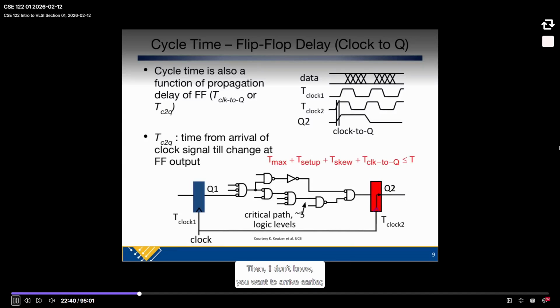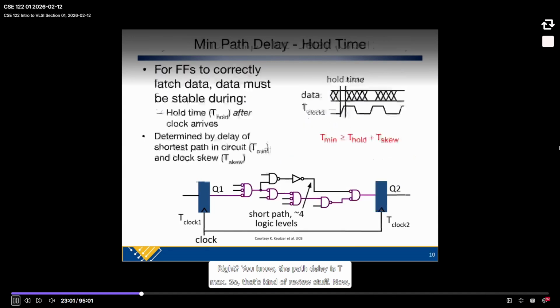Then, I don't know, you want to arrive earlier, as early as you can, I guess. There's no setup equivalent race. But that's also an overhead. So you have to add that third part in here. So all of these together now are the overhead of the path that are actually not the path delay itself, right? The path delay is Tmax. So that's kind of review stuff.